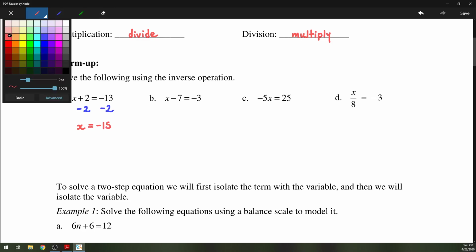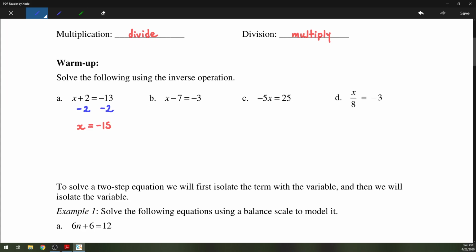And likewise, we can look at x minus 7 equals negative 3. So we can add 7 to both sides. And of course, we will then have x is equal to just 4. And the idea here is that the plus 2 and the negative 2 in example A will eliminate each other, just as the minus 7 and plus 7 will do so in the second example.